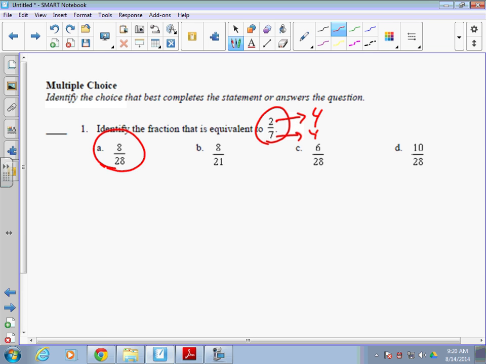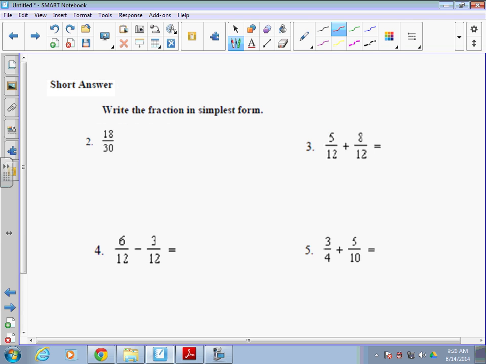If you check the rest of them, 2 times 4 is 8 for B. But if you multiply 7 times the same 4, you don't get 21. You get 28. So that's why that one doesn't work. 2 times 3 to get 6 for this one. But when you multiply 7 times 3, you don't get 28. That's why that one doesn't work. And then 2 times 5 to get 10. But if you multiply 7 times 5, you get 35, not 28. A is the only one that works as far as equivalent fractions go.